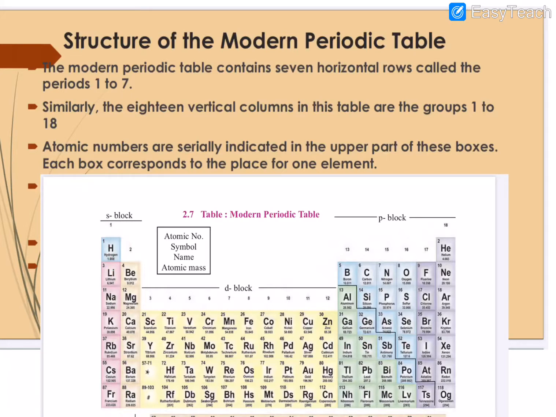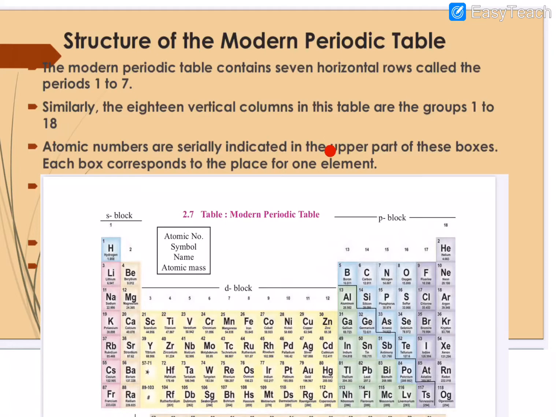You can see vertical column 1, so it is called group 1. Group 2, group 3, likewise up to 18, you can see group 18. So 18 groups are there and 7 periods. Counting horizontally, 7 periods, and vertically 18 columns or groups. You have to remember that the modern periodic table has 7 periods and 18 groups.